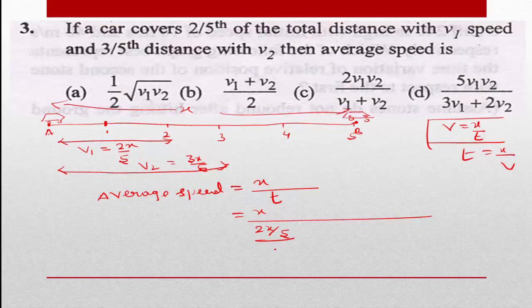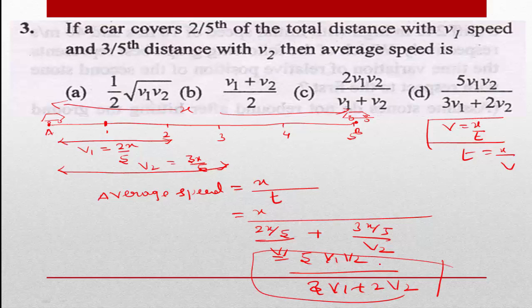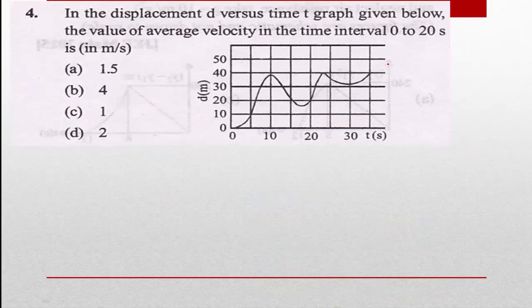2x divided by 5 divided by v1, that is the speed, plus 3x divided by 5 divided by v2. You get the answer, that is 5 v1 into v2 divided by 3 v1 plus 2 v2. The option D is the right answer.